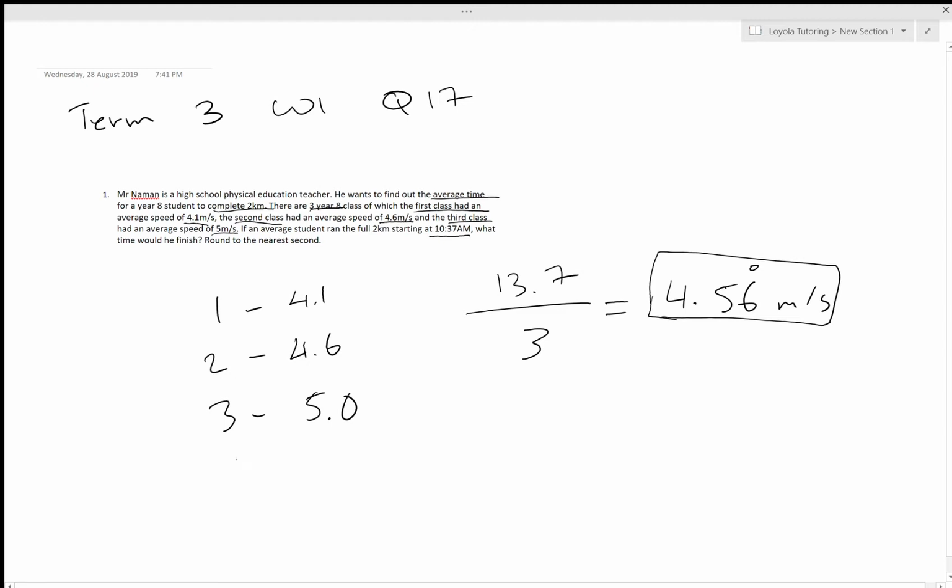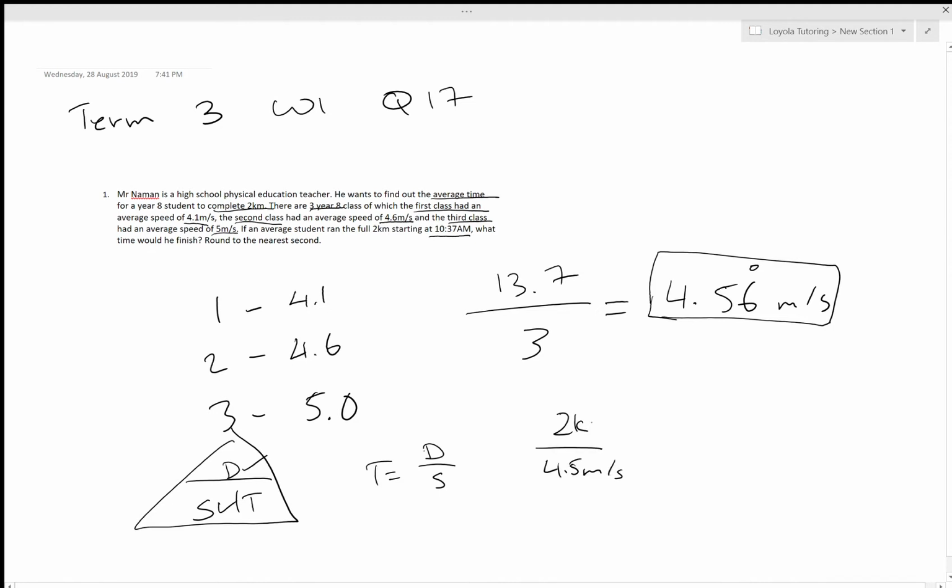So if we go back to what we learned in class, the don't stop thinking method of finding distance, speed, and time, we have the distance, we have the speed, we just need to find time. So to find time, time is equal to distance divided by speed. Our distance is 2 kilometers, speed is 4.56 meters per second. We cannot, however, do this as it is because the units are different. So we need to convert 2 kilometers into meters. That will translate to 2,000 meters, and we will have 4.56 meters per second.